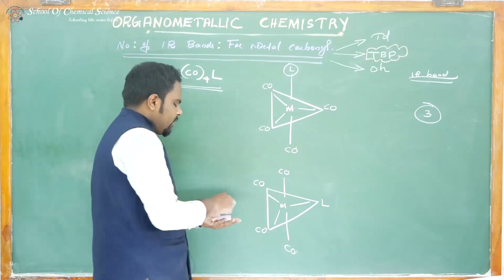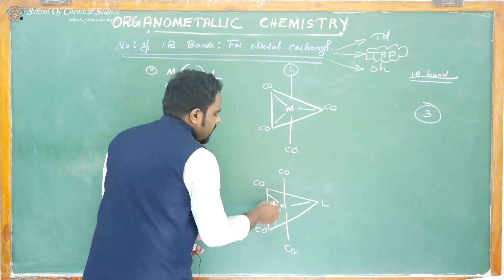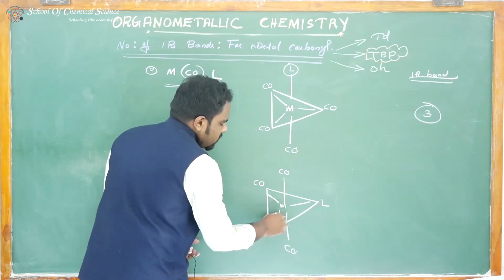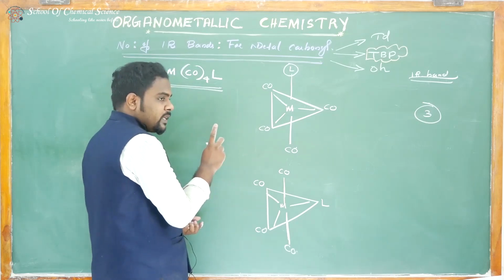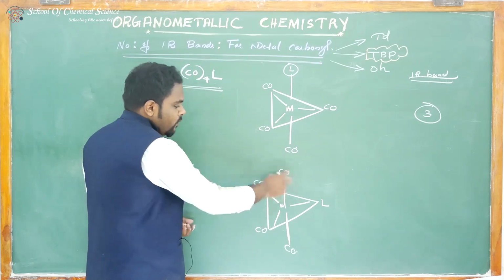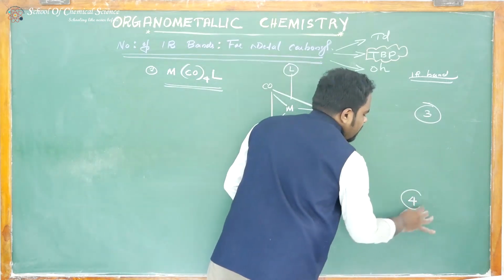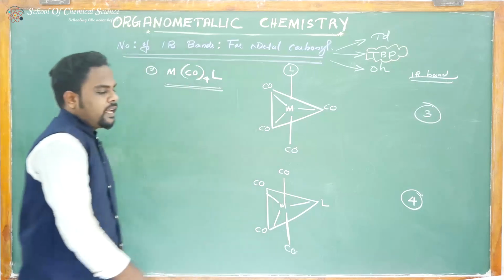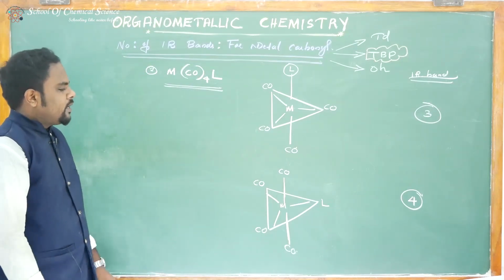Here this is a bend. Here 2 bends are there. This is a bend, C-O-M-C-O. Then here also C-O-M-C-O. So for more explanation, point group is needed. This is considered as 2 bend ligand and total IR band equal to 4.